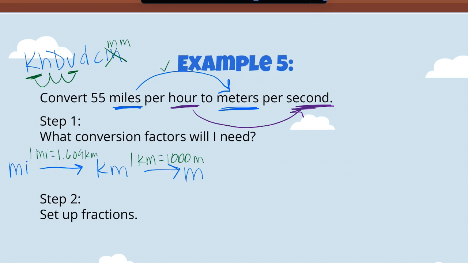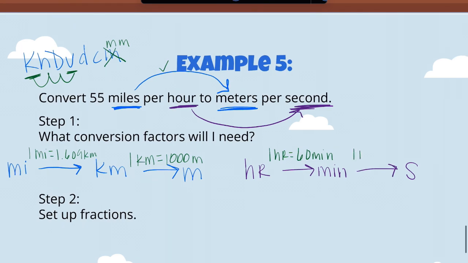But I still need to worry about how I am going to convert my time from hours to seconds. So let's come up with our plan here. So hours to seconds. This is much easier because I know I can convert hours to minutes using 1 hour is 60 minutes. And I can convert my minutes to seconds, knowing that 1 minute is 60 seconds. So now let's set up our fractions.